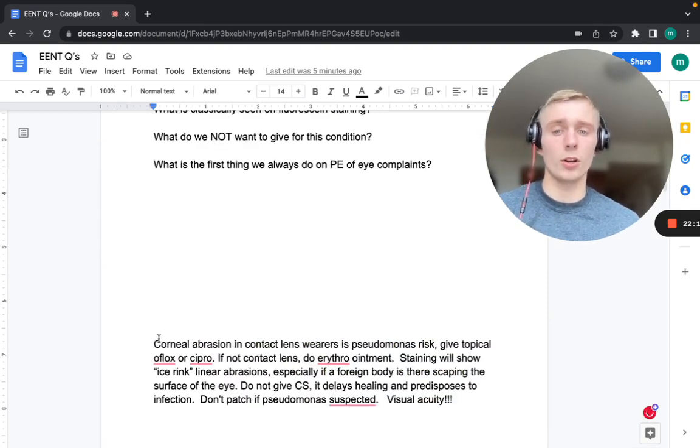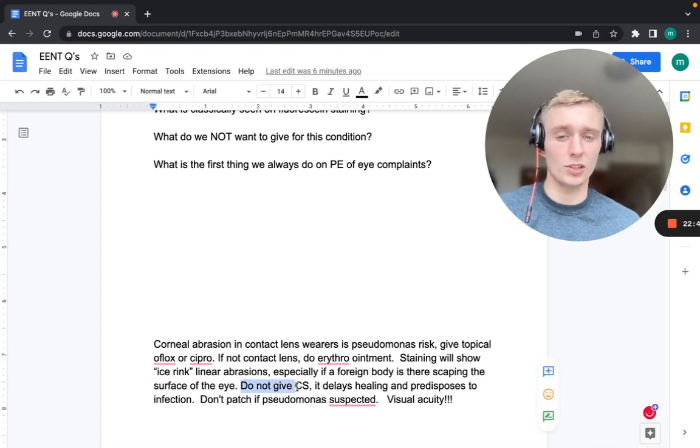So that's going to be a corneal abrasion. In contact lens wearers, Pseudomonas is a risk, so we want to be suspecting Pseudomonas. We can give topical ofloxacin or ciprofloxacin. If not contact lens, then we can do erythromycin ointment. Staining will show an ice rink linear abrasion, especially if a foreign body is there scraping on the surface of the eye. It kind of looks like an ice rink after you've been skating. You can see those very superficial skate marks on the surface of the eye.